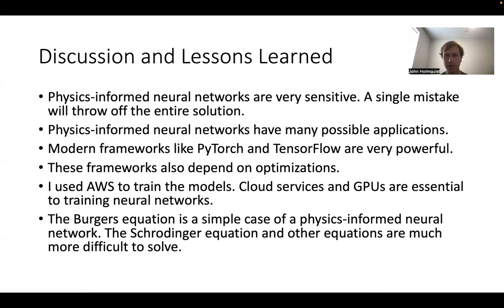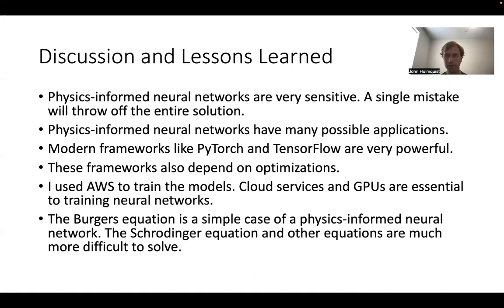They have many possible applications, from anything from quantum physics to water science. So it's a really exciting field. There's a lot of potential with physics-informed neural networks. Modern frameworks like PyTorch and TensorFlow are very powerful. In doing something like this, you can't use a lot of their higher level abstractions. Like I originally tried implementing in TensorFlow, and I tried using Keras, and that was just too high level to be able to do what I wanted to do here.